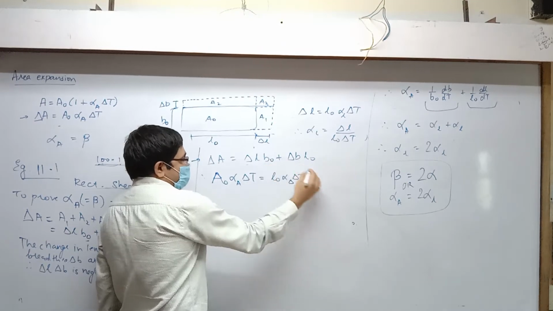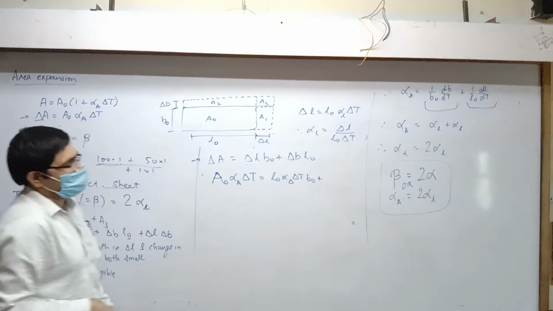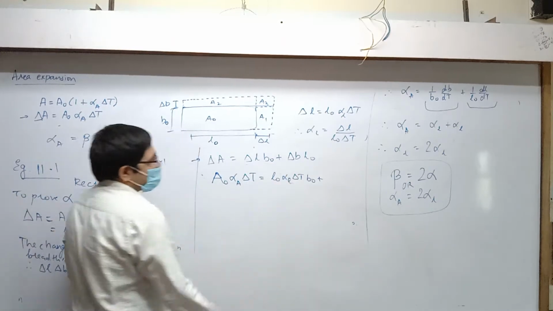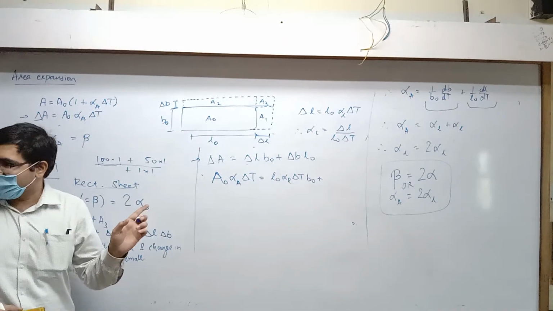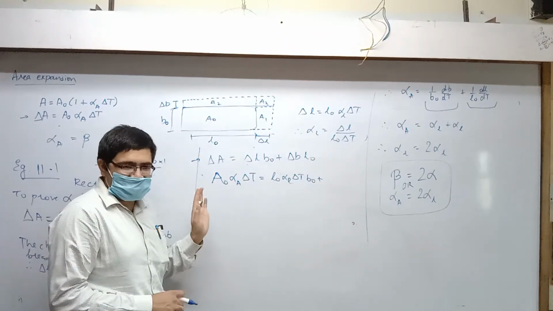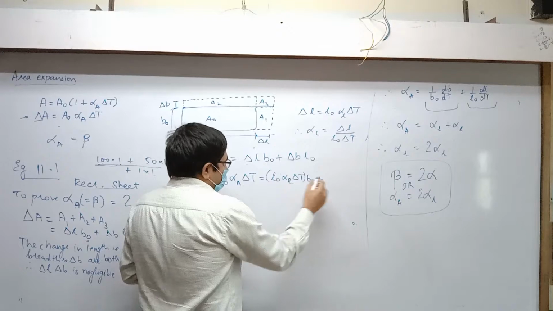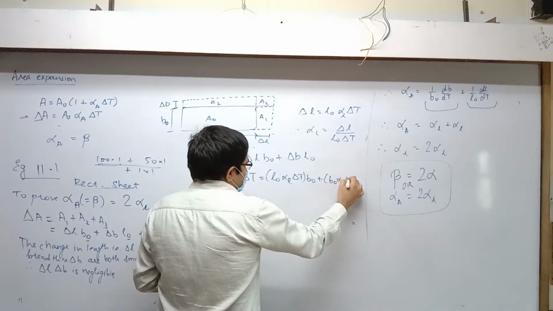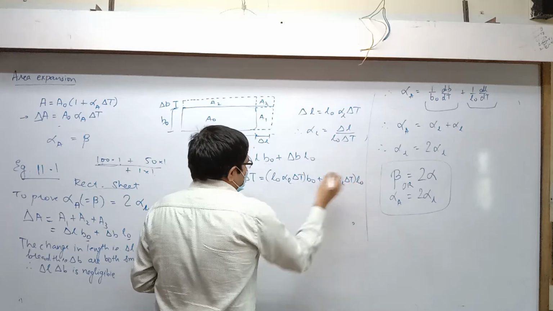Did you understand this first term? Instead of delta L, I am using the formula. Okay? Clear? L0 alpha L delta T is delta L. So what should I write? L0 alpha L delta T, and then into B0.